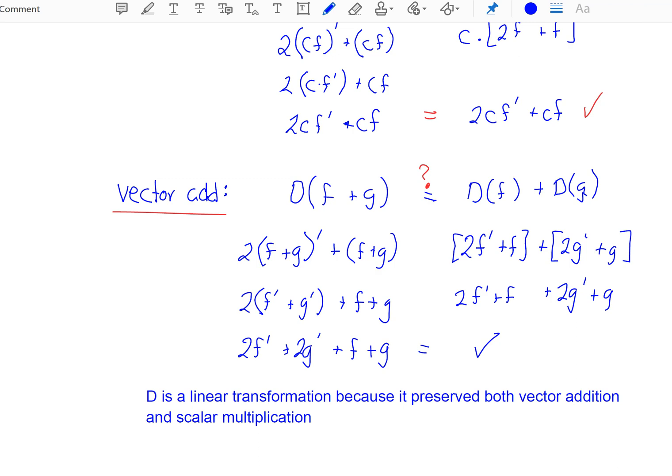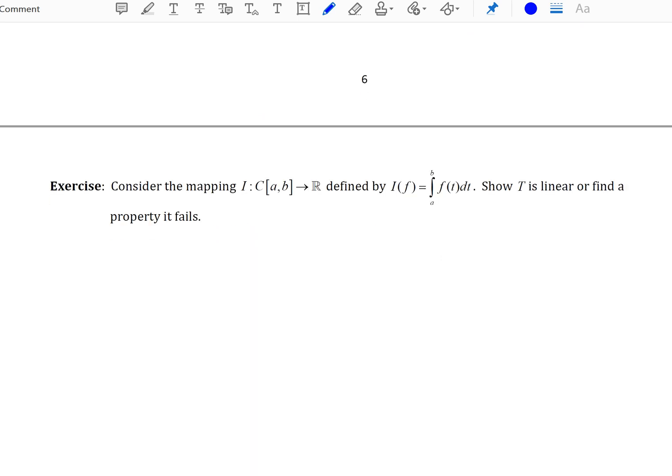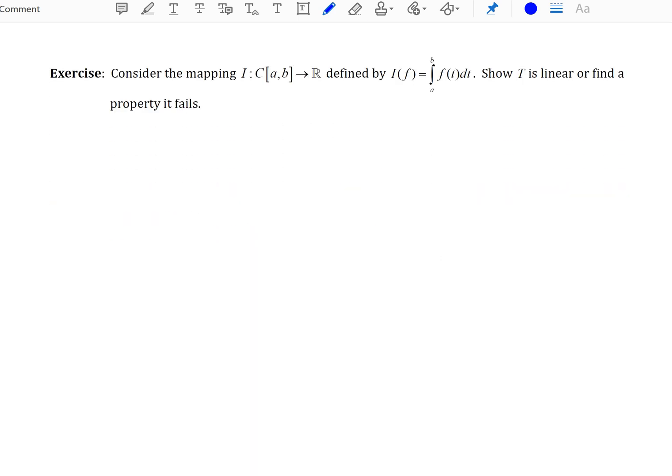Okay, let's look at another type of example. Consider the mapping I that maps continuous functions on the interval a to b to real numbers, defined by I of some function is the definite integral of that function on the interval a to b. So remember, with all these linear transformations, we have to be given a domain, a codomain, and a function that tells us how to go from one vector space to another. Notice that we're given a function, but this definite integral is always going to produce a real number. So it'll always produce an element of your codomain. Here I want to show I is linear or find a property that it fails.